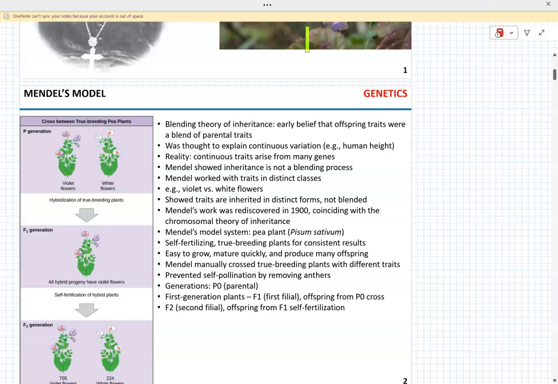So early, it was believed that traits are inherited in a blending fashion. So offspring traits are the blend of the parental traits. This concept would explain the phenomenon of the continuous variation. For instance, humans have a continuous variation of height. However, in reality, the continuous traits, such as human height, are continuous because they depend on the expression of multiple genes.